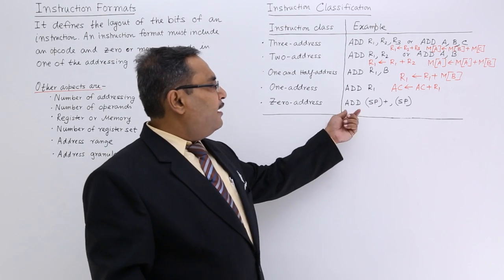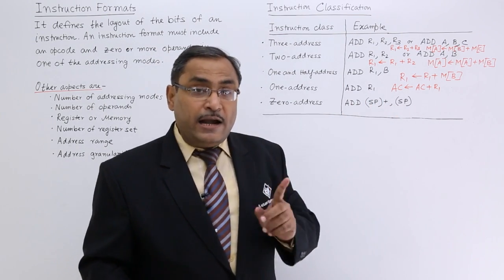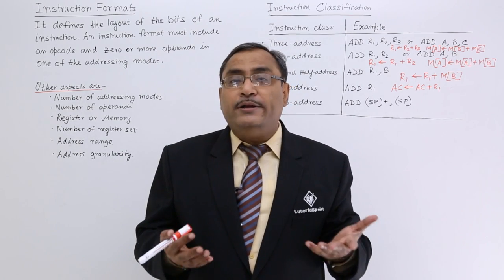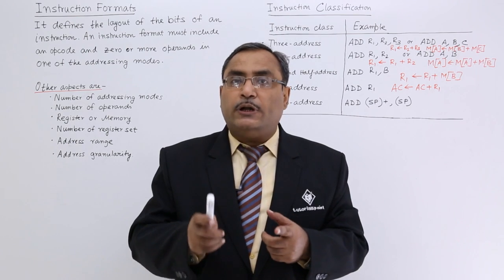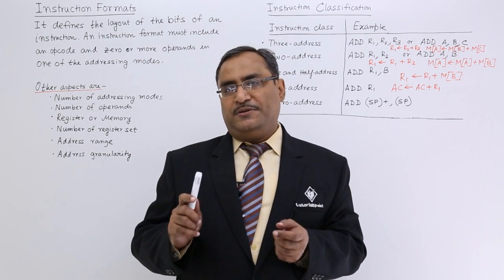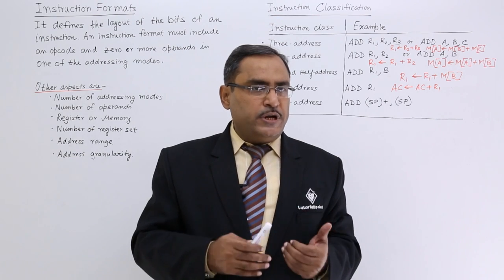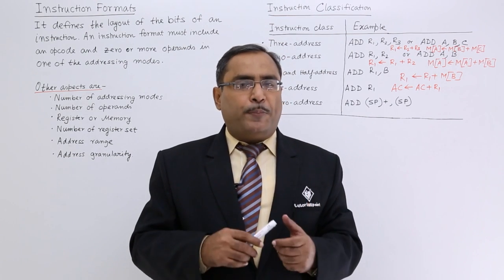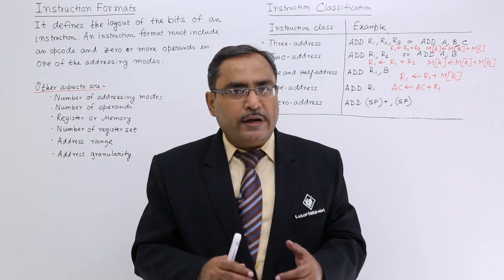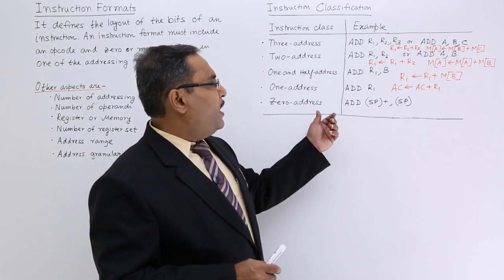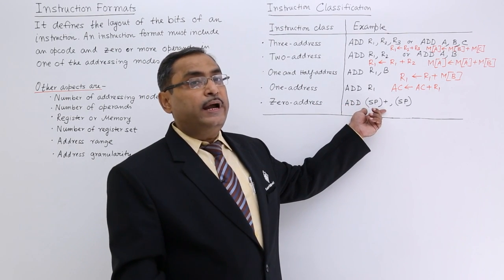0 address instruction: after this add, I am not writing anything, I am just writing add. But add requires 2 operands. From where will it get them? It will get those 2 operands from the top 2 locations of the stack. You know that in our other videos we have discussed that in computer architecture, for a pop operation the stack pointer will be increased, and for a push operation the stack pointer will be decreased. So the topmost two values of the stack will be the two operands and they are going to get added.